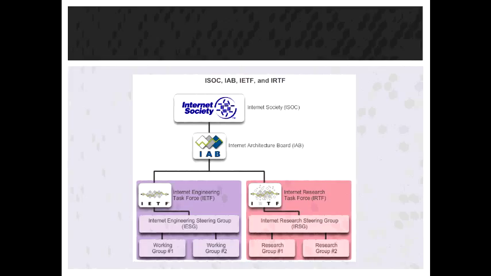The IAB consists of 13 members, including the chair of the Internet Engineering Task Force (IETF). One of the key responsibilities of the IETF is to produce requests for comments (RFC) documents, memorandums describing protocols, processes, and technologies for the Internet. The Internet Engineering Steering Group (IESG) is responsible for the technical management of the IETF and the Internet standards process.